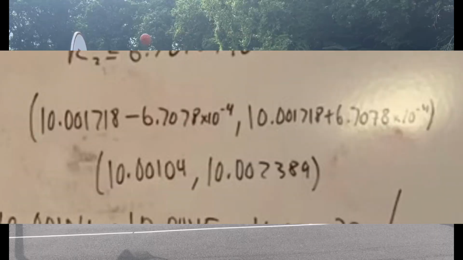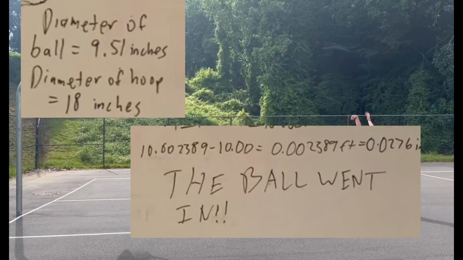Now we use the estimated value from the Taylor polynomial, which is 10.001718, and add and subtract the maximum error from the Lagrange error bound equation to get the maximum interval, which is 10.00104 to 10.002389.